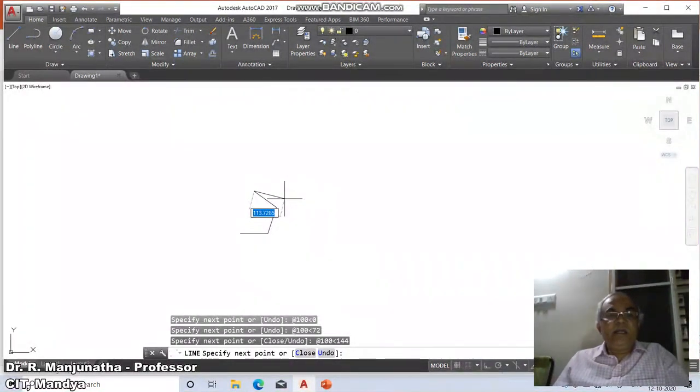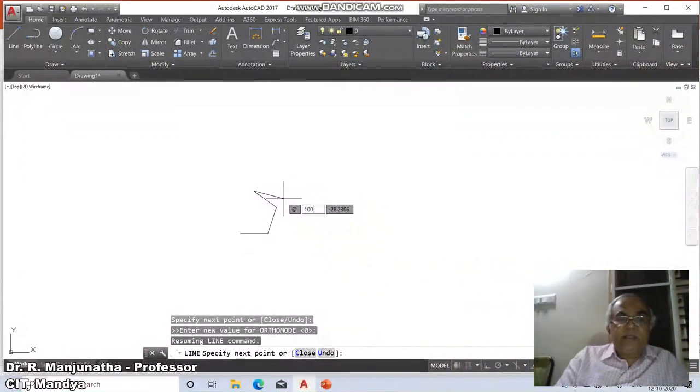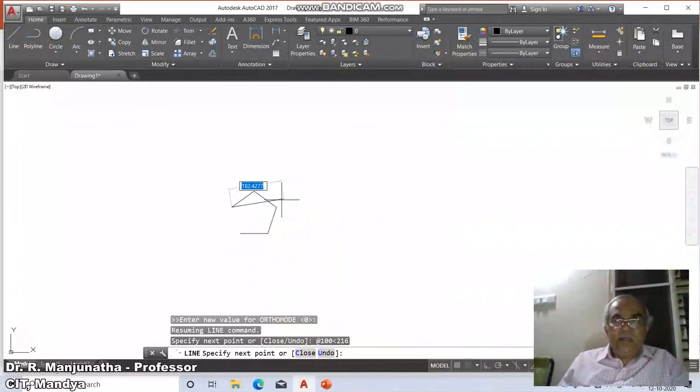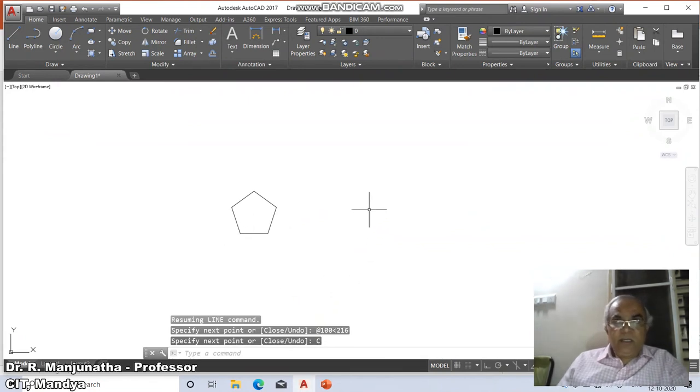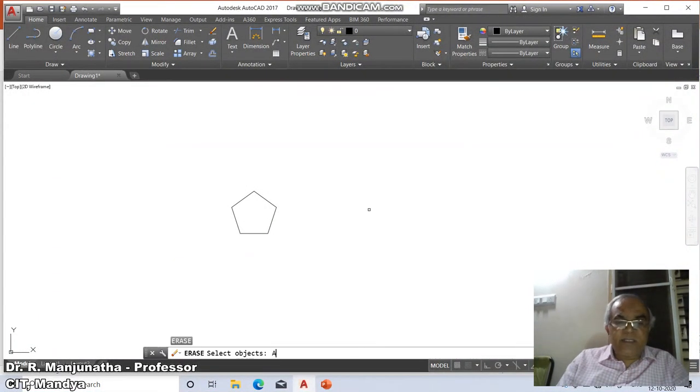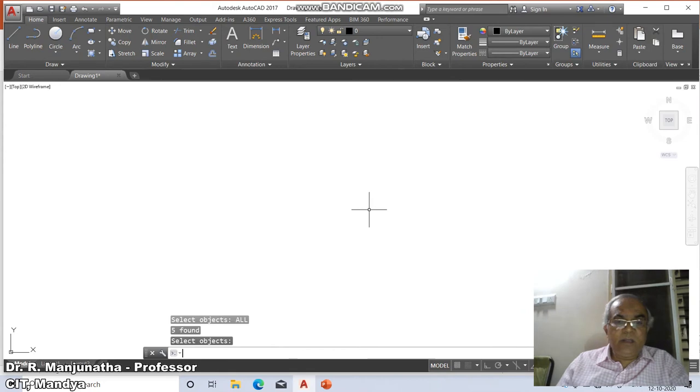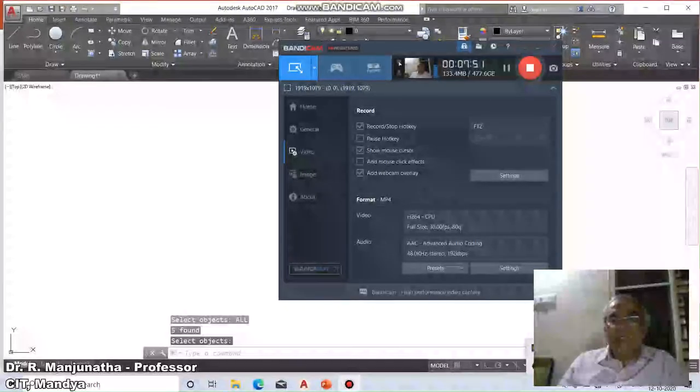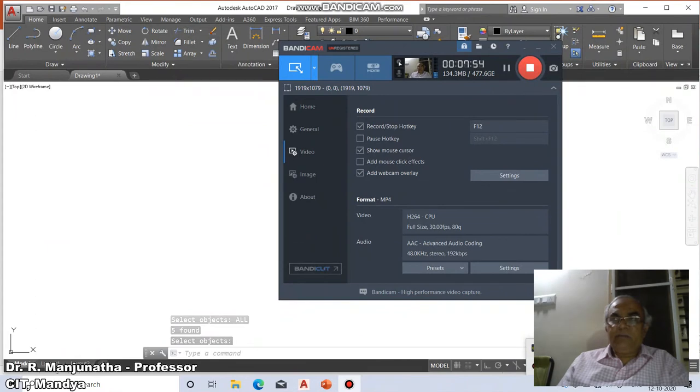Again, always the angle is measured with reference to the horizontal in the counterclockwise direction as positive. Again at the rate 100 less than 144 plus 72 is 216. And instead of calculating the value, you just say close. So this not only closes the sketch but also comes out of the command prompt. To remove this entity, command is erase, select objects, I will say all, enter. So this is how you will be able to create the pentagon by using the relative polar coordinate system.